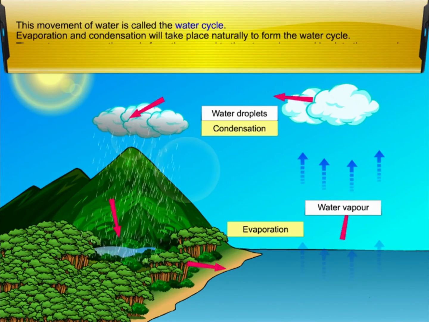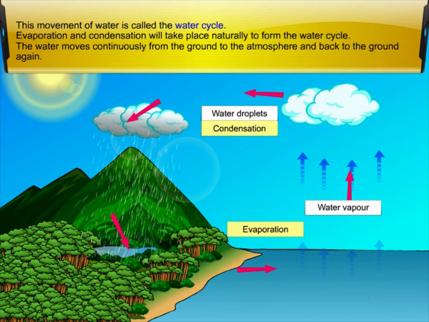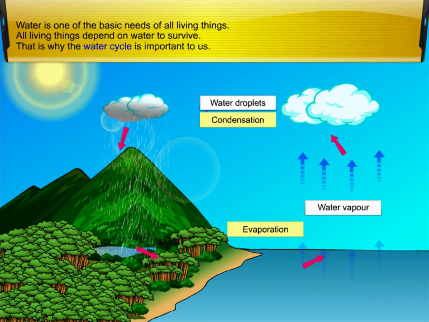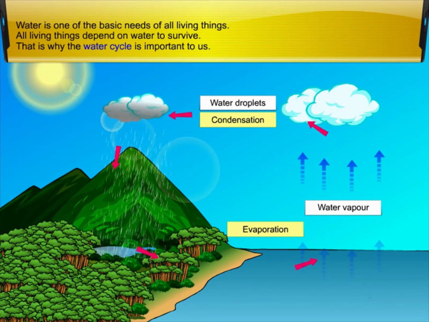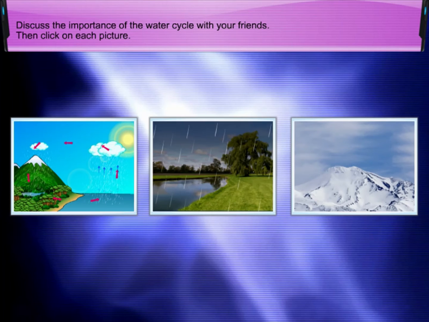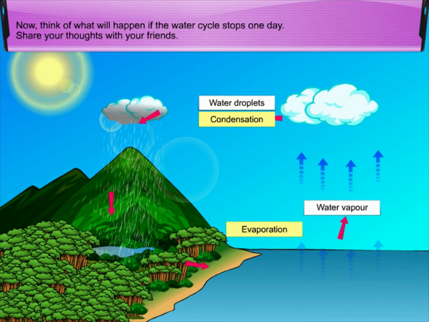Evaporation and condensation will take place naturally to form the water cycle. The water moves continuously from the ground to the atmosphere and back to the ground again. Water is one of the basic needs of all living things. All living things depend on water to survive. That is why the water cycle is important to us. Discuss the importance of the water cycle with your friends. Then click on each picture. Now think of what will happen if the water cycle stops one day. Share your thoughts with your friends.